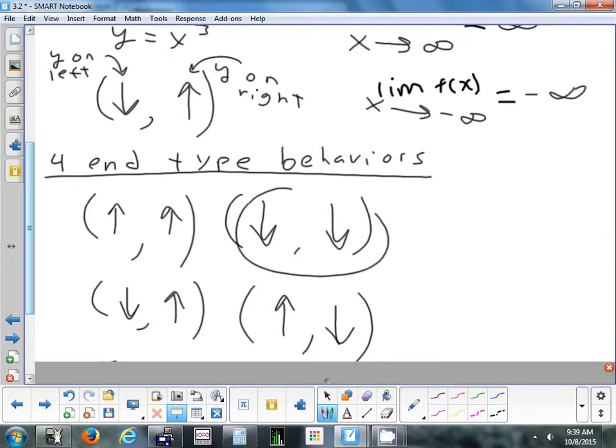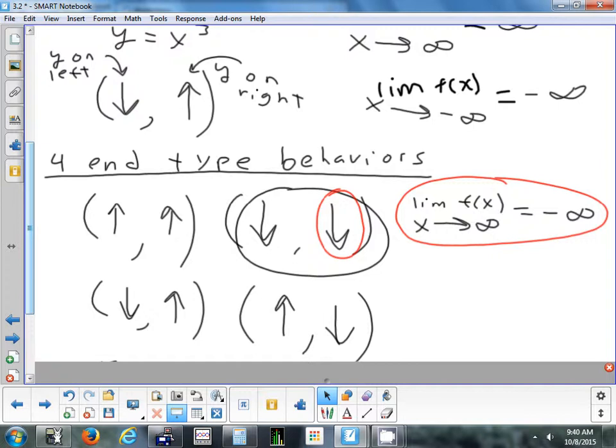Let's just take this one and write it in limit notation. The limit of f of x as x approaches infinity. What's happening to y as x is getting bigger and bigger and bigger? Yep, it's going towards negative infinity. It's heading down. I'll even circle it so you can see this part is described by that. And then what's happening to y as x heads towards negative infinity?